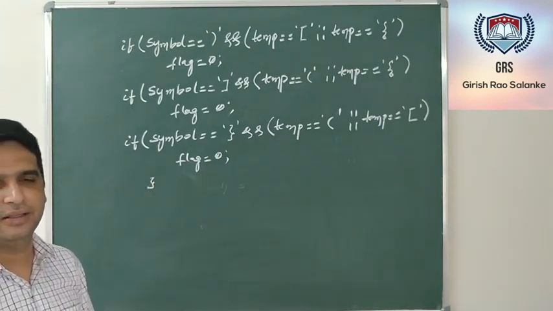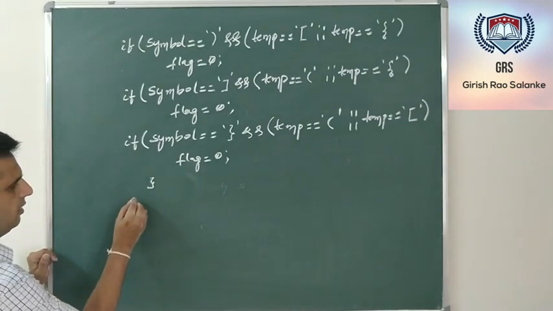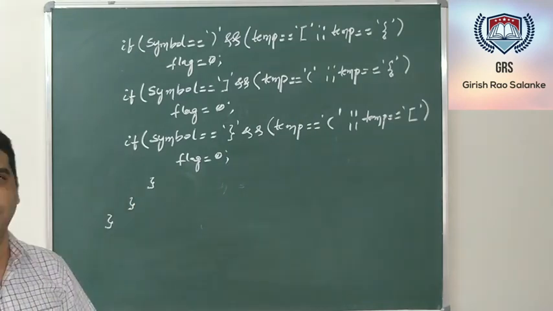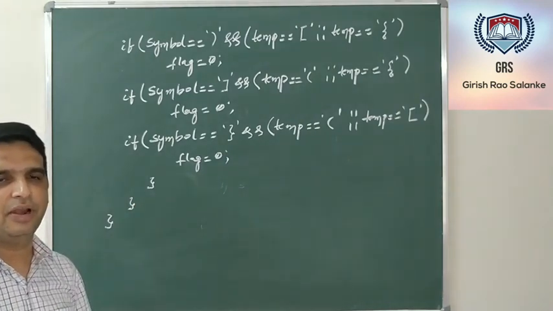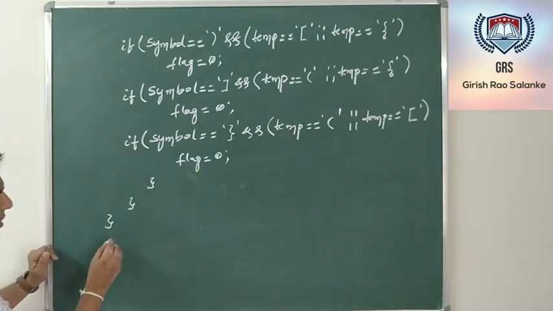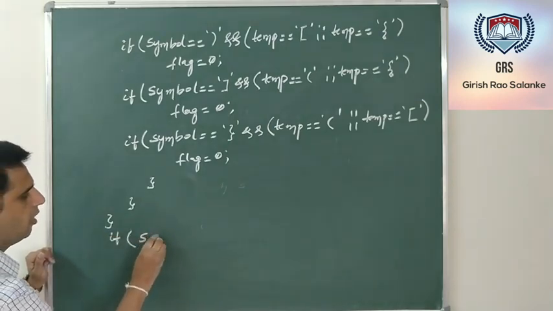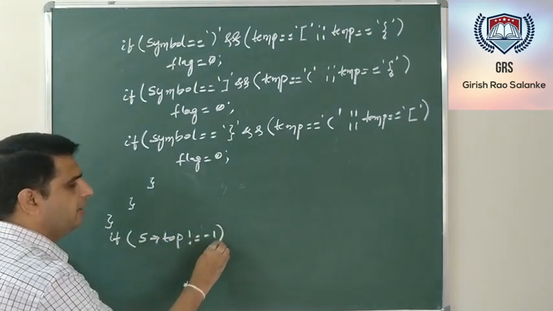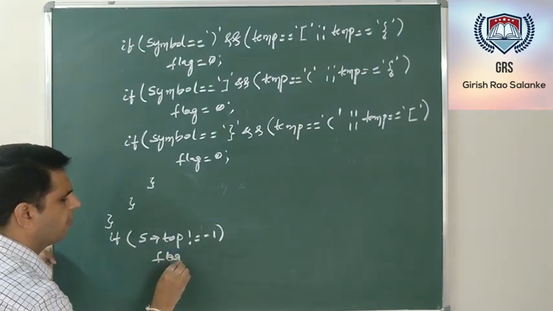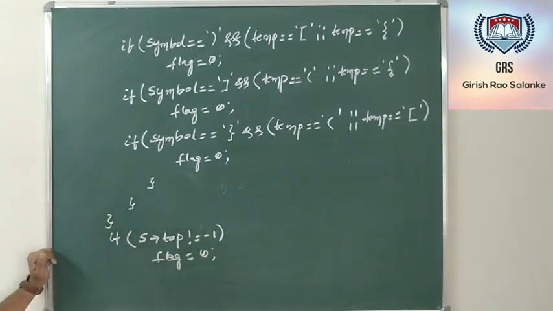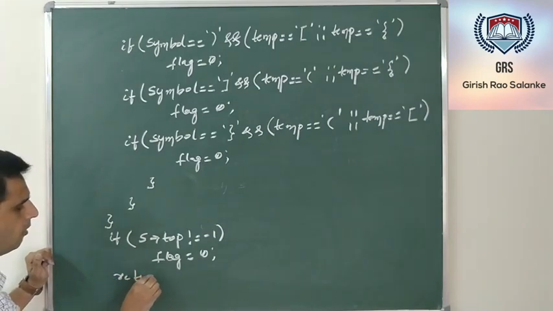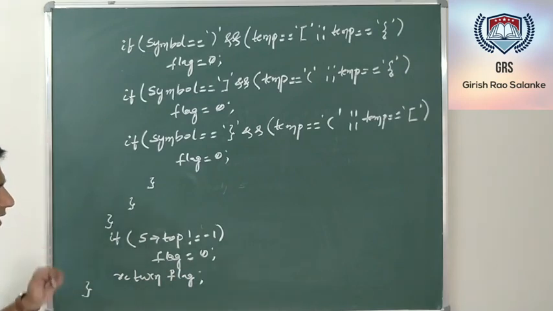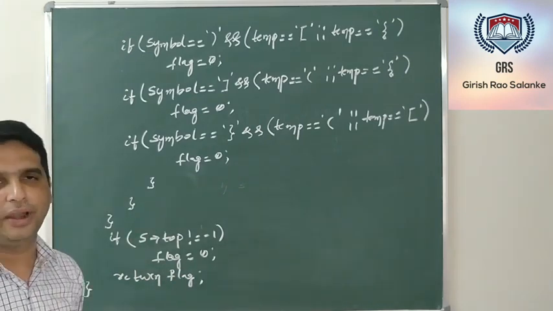Now what you need to do is close the else part, close the second else and close your for loop. Even after this, if your stack is not empty, if S of top not equal to -1, set flag is equal to 0. If not, return your flag, wherein initially I have initialized flag to be 1.